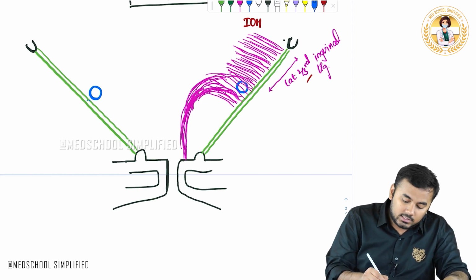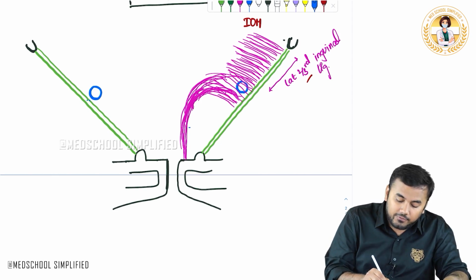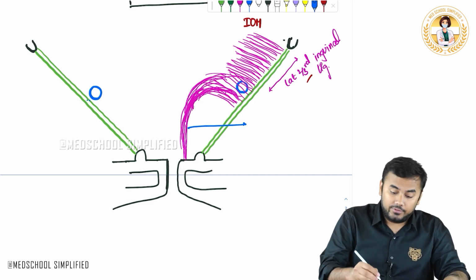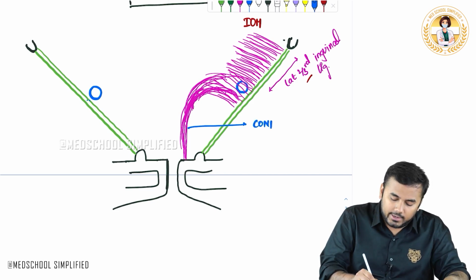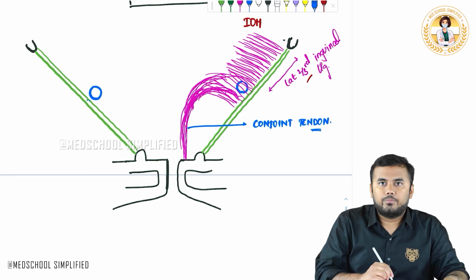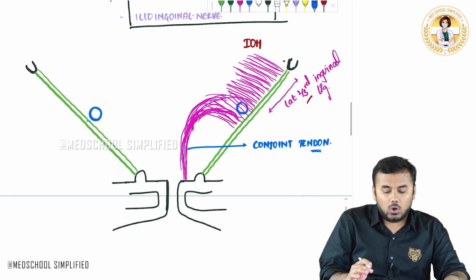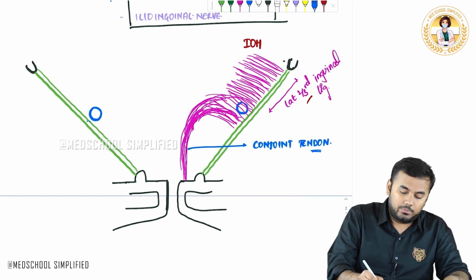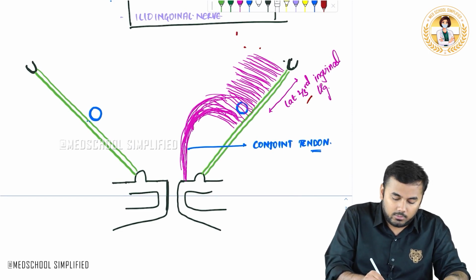Now these reflected fibers together are forming a tendon-like thing here. That is why this is called the conjoint tendon. This is called the conjoint tendon. Okay. Now this is all about your internal oblique muscle. So let me write it clearly. This is all about your internal oblique muscle.